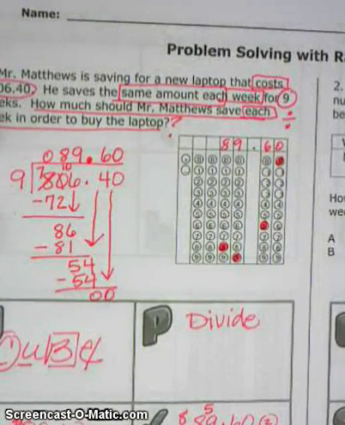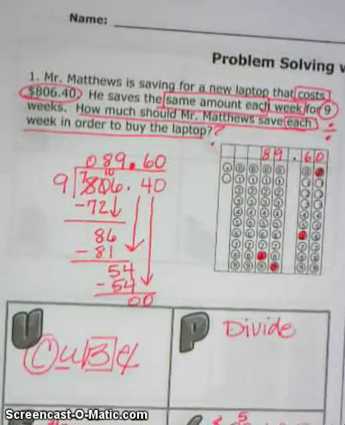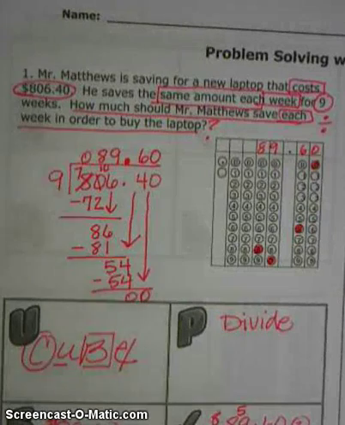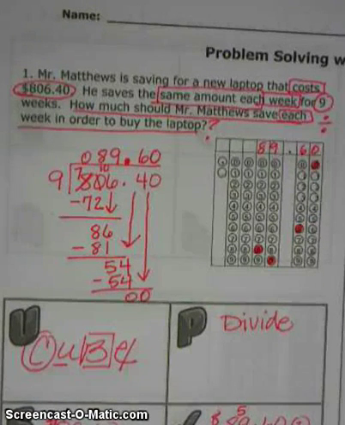Okay, so that concludes how to solve problem 1. If you go to the back side of your worksheet, you're going to see that you have another problem that you can try that looks just like this. Good luck. Thank you.